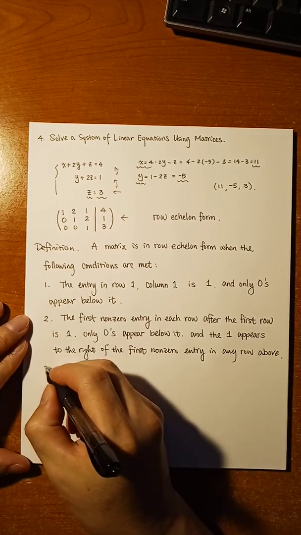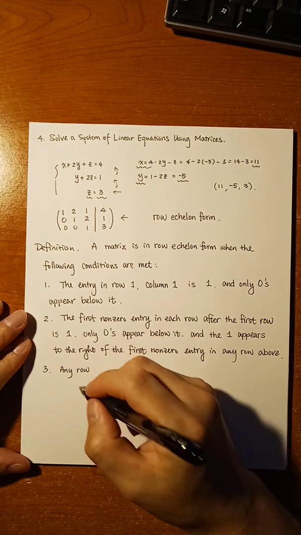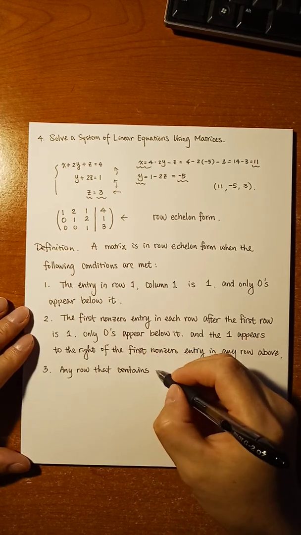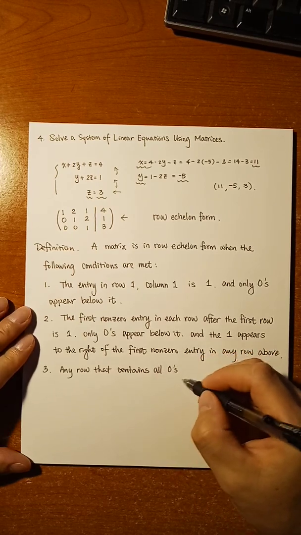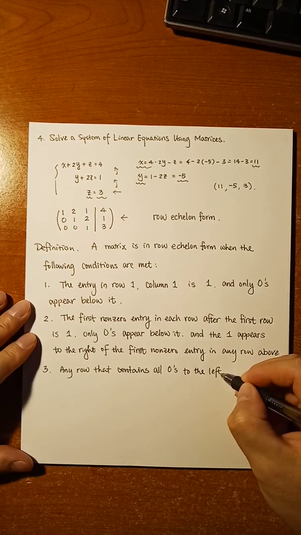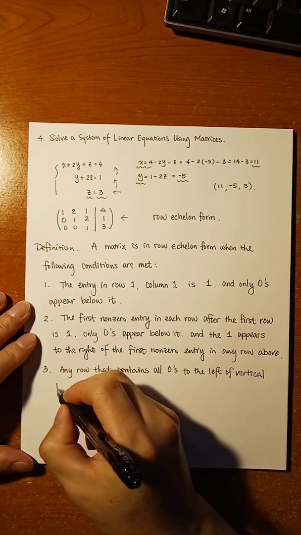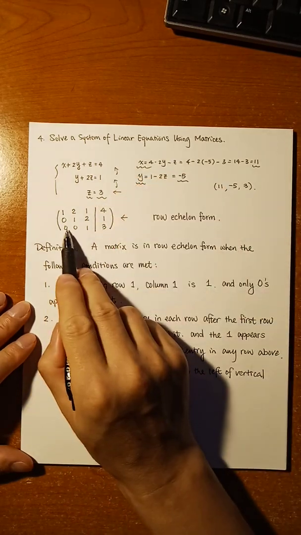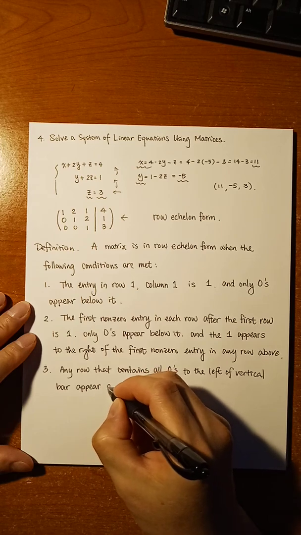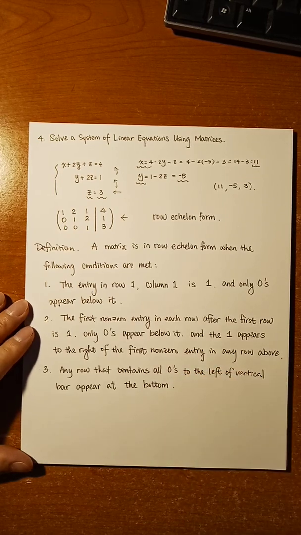And 3, any row that contains all zeros to the left of the vertical bar, this is the vertical bar, all zeros to the left of the vertical bar appear at the bottom. So it means the following.